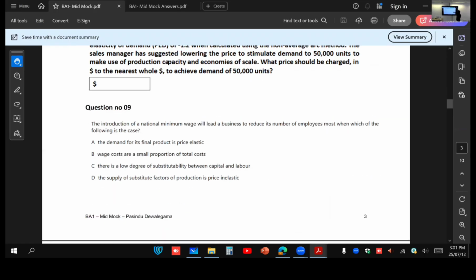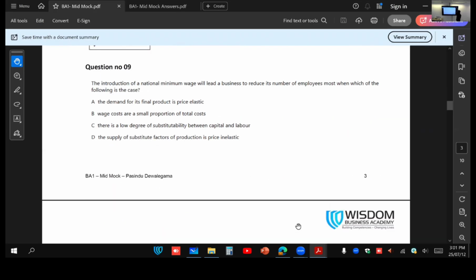Then, question number 9. The introduction of a national minimum wage will lead the business to reduce its number of employees most when which of the following is the case?